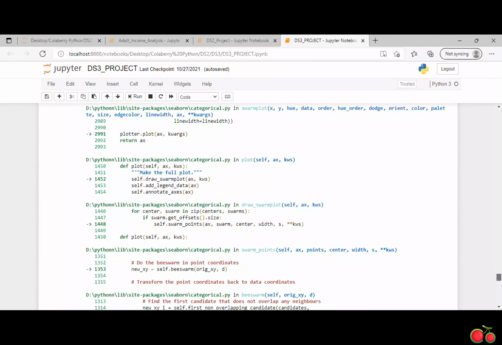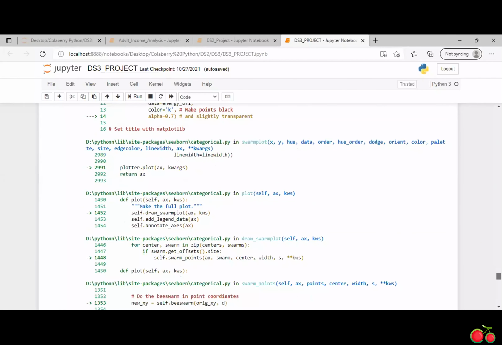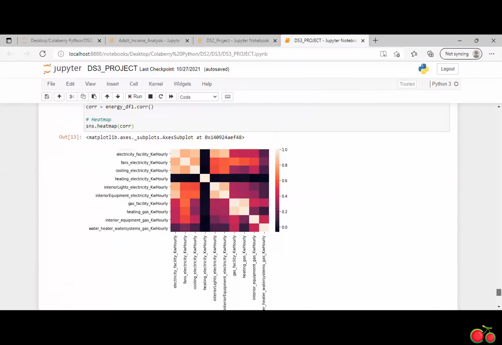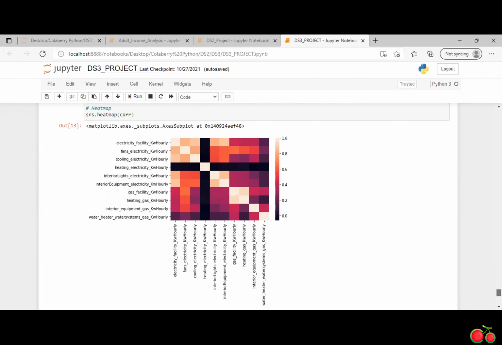I thought we had to do a correlation plot. Sorry? Wait, what do you want me to show you? Correlation plot? Oh yeah, and then I did this. Okay, this is good.